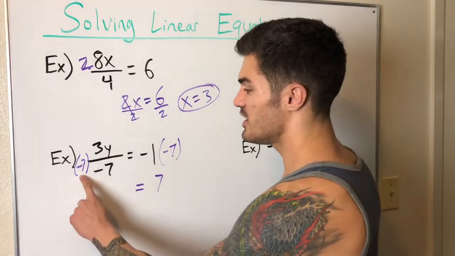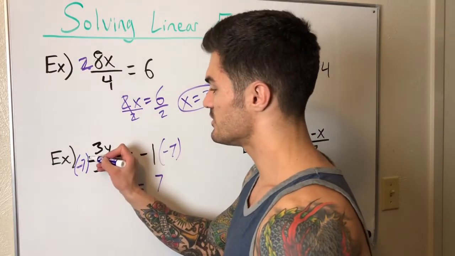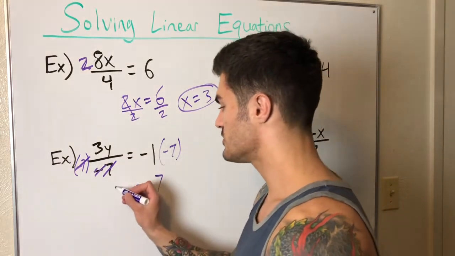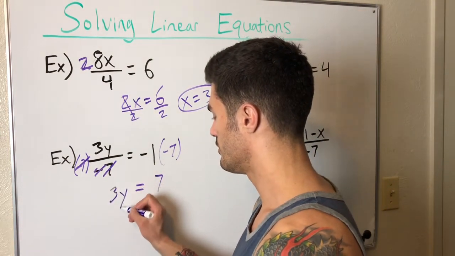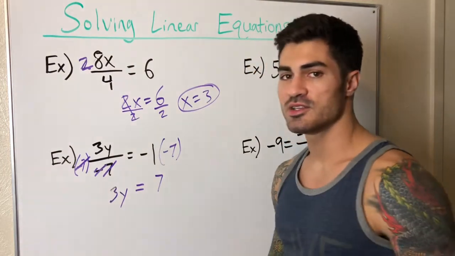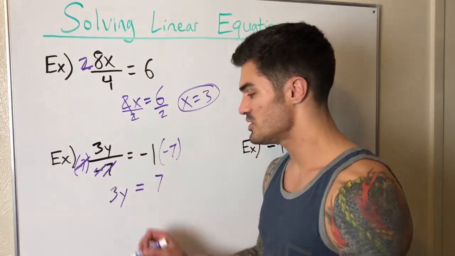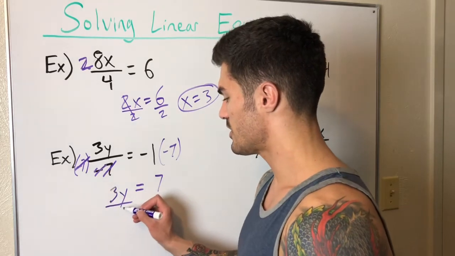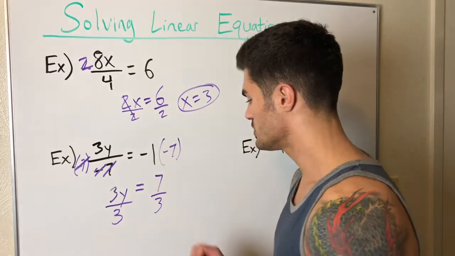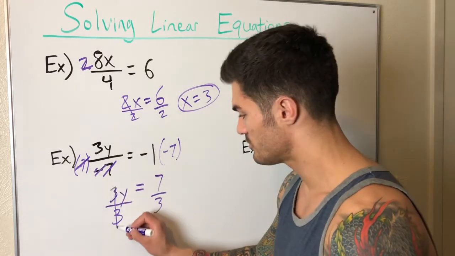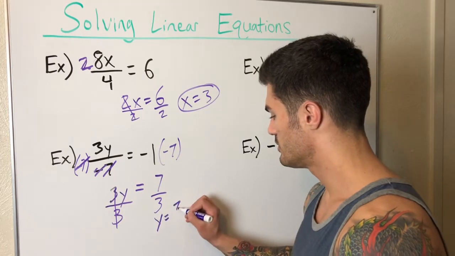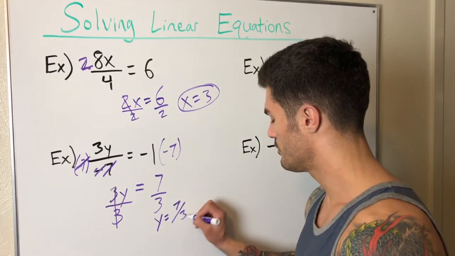And on the left-hand side, negative 7 and negative 7, those cancel into each other. So I'm left with 3y equals 7. Now I have 3 times y. I'm trying to get y by itself, so I need to get rid of that multiplication, so I use division. I divide both sides by 3. And I have y equals 7 over 3, because these 3's cancel. Y equals 7 over 3.